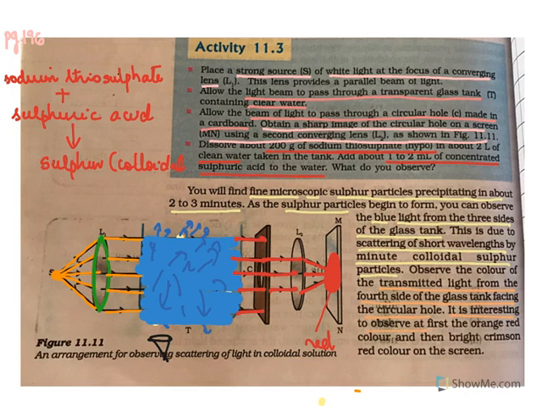It is interesting to observe at first an orange or red color and then a bright crimson red color on the screen. And this clearly shows that blue light is scattered more and travels the least, while the red light is scattered the least and travels the most.